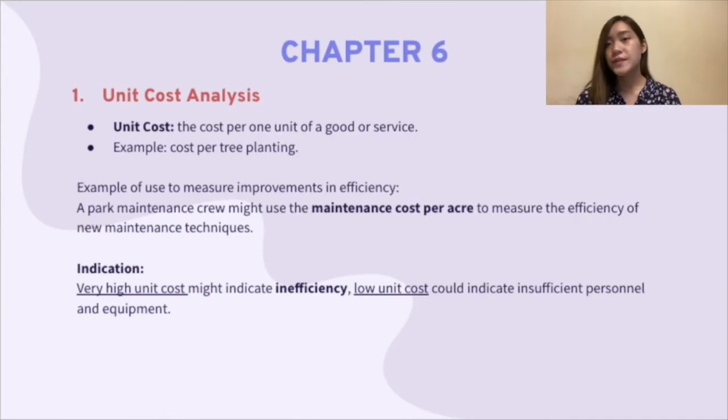The first tool we're going to discuss is unit cost analysis. So what is unit cost? Unit cost is the cost per one unit of good or service. The example would be cost per tree planting or cost per arrest. An example of use to measure improvements in efficiency would be a park maintenance crew might use the maintenance cost per acre to measure the efficiency of new maintenance techniques, so he or she could compare it. As an indication, a very high unit cost might indicate inefficiency, or a low unit cost could indicate insufficient personnel and equipment.